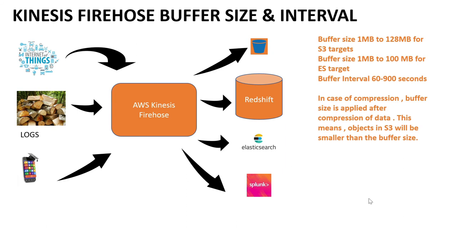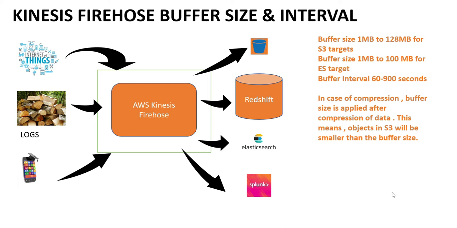Well, let's look at buffer size and interval. For the Kinesis Firehose by default, if your target is S3, the buffer size is 1 MB to 128 MB. If the target is Elasticsearch, then the buffer size is 1 MB to 100 MB. The buffer interval can be anything between 60 to 900 seconds.